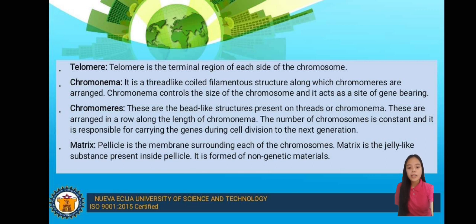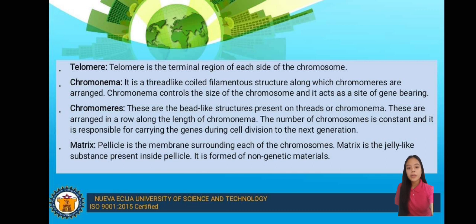Chromomeres are thread-like structures present on the threads of chromosomes. These are arranged in a row along the length of the chromonema. The number of chromosomes is constant, and it is responsible for carrying the genes during cell division to the next generation. And last, matrix. Pellicle is the membrane surrounding each chromosome. Matrix is the jelly-like substance present inside the pellicle. It is formed of non-genetic materials.